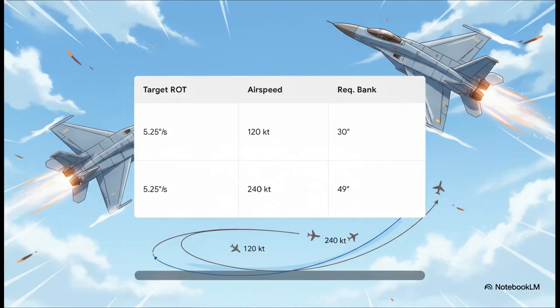So what happens if you actually want to keep the exact same rate of turn, but you need to change your speed? Let's say you want to maintain that 5.25 degree per second turn rate. At 120 knots, you only need a 30-degree bank. But when you speed up to 240 knots, you have to aggressively increase your bank angle to 49 degrees just to achieve that identical rate of turn. Bottom line, increased speed demands increased bank to keep your ROT constant.